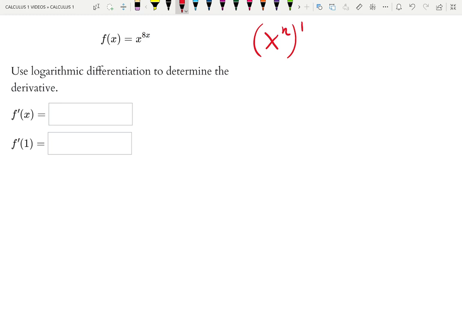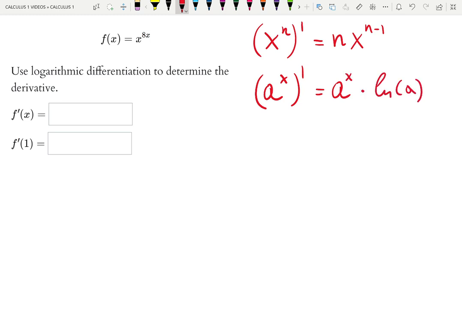In this case, we use the power rule, so x to the n gives you n x to the n minus 1. An exponential function, for example a to the x, has a derivative of a to the x, copy, times the natural log of the base. So e to the x gives you e to the x, remember? But in this case, we have x to the 8x.